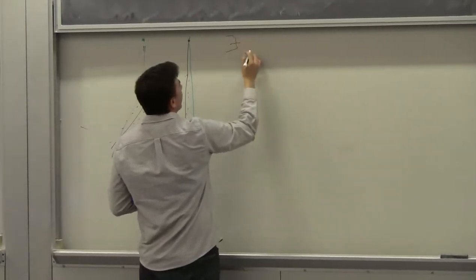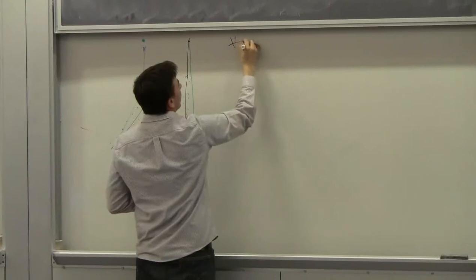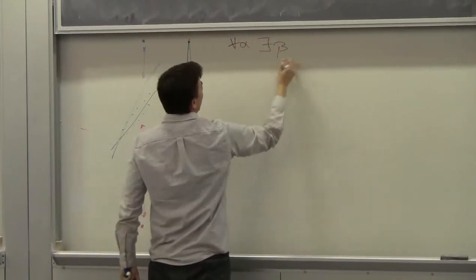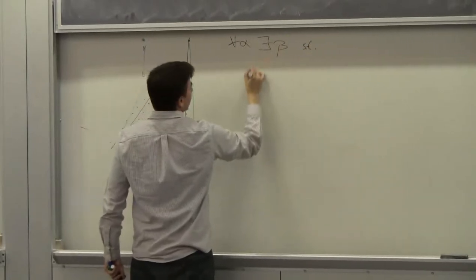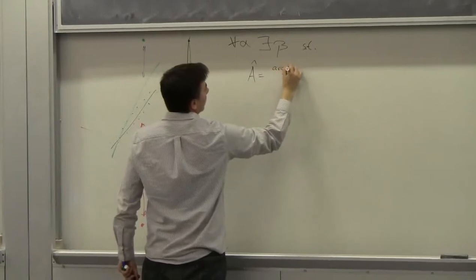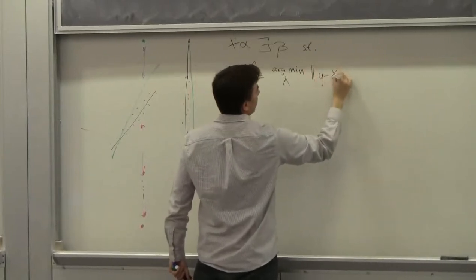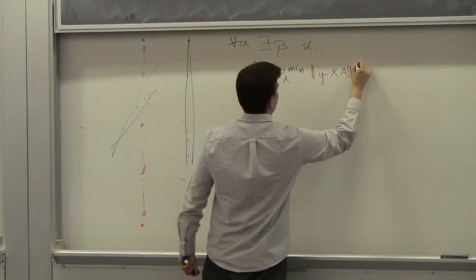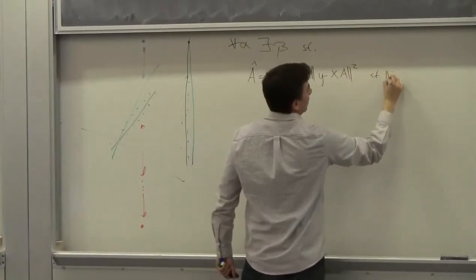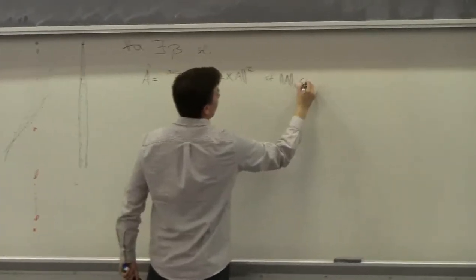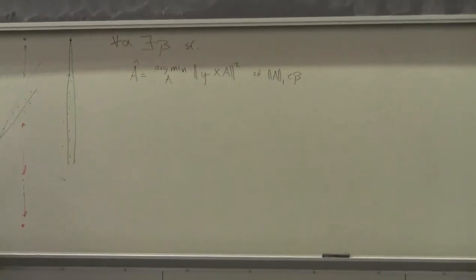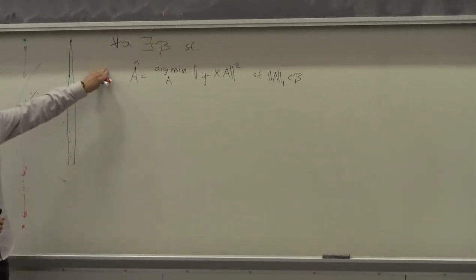Okay, so I first need an equivalence between this formulation. For all alpha, there exists a beta such that A hat is equal to the argmin of the least squares objective over A such that the one norm of A is less than beta. Okay, so I first need to convince you that this is true. And I mentioned this before, but let me try and convince you again.